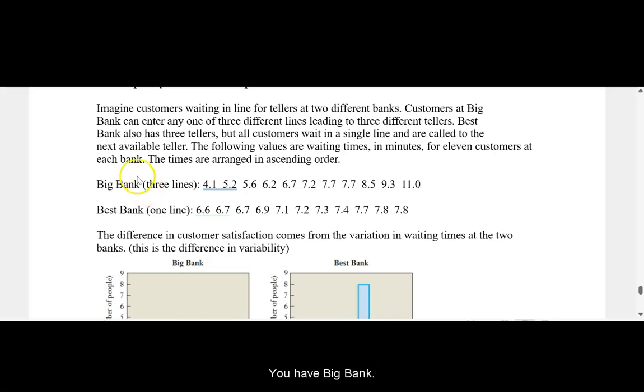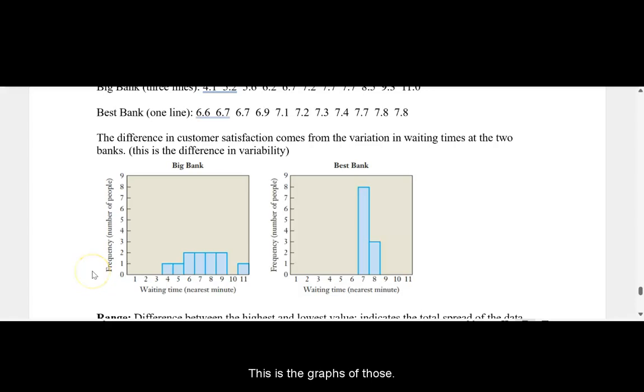So here's what you have. You have Big Bank, that's where they had three lines. So picture when you walk into the bank, you can choose one of three lines while you wait for the teller. It's not the next teller, it's the teller on your line. Best Bank has everyone form one line while you wait for the next available teller. These are the times that they waited according to which type of line was formed. These are the graphs of those.